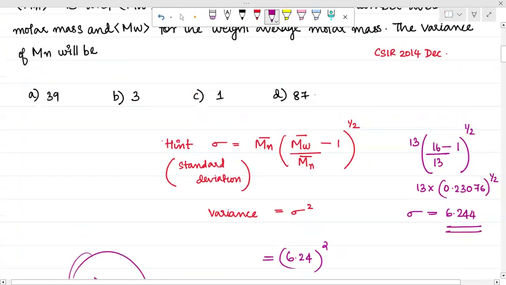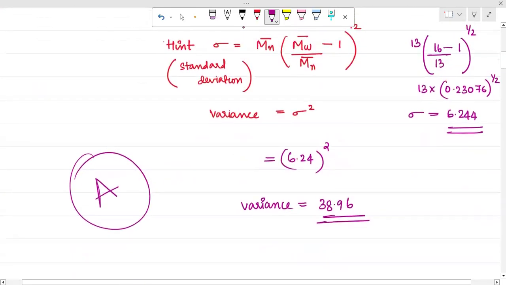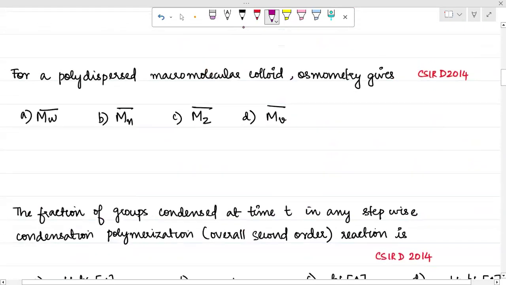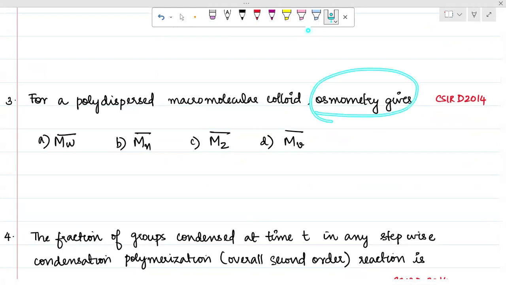You will be able to do this only if you know the equation of the standard deviation, which is Mn into Mw by Mn minus 1 to the power 1 by 2. So you can add that to your formula. Next question. For a polydispersed macromolecular colloid, osmometry gives. Very easy. Osmometry is a technique used to find out the number average molar mass. Correct answer is option B. Very easy.